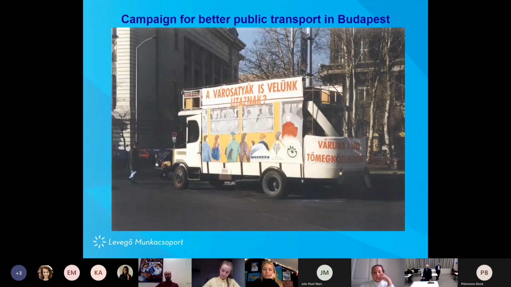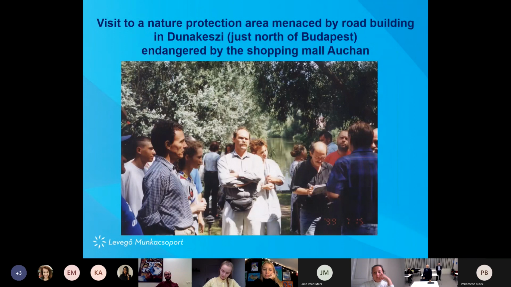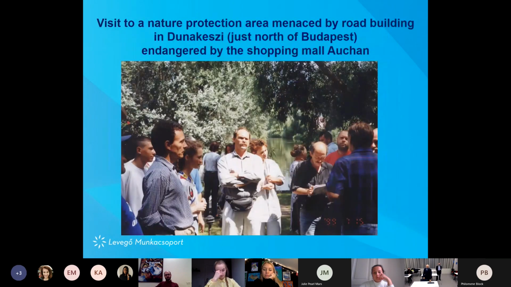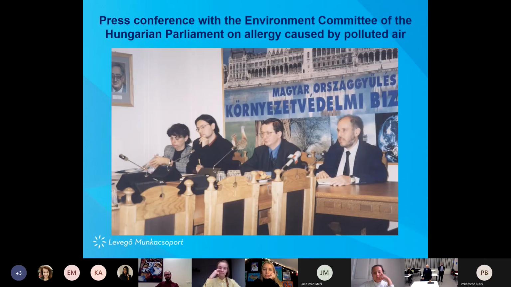So we are doing campaigning, for example, on public transport, doing a lot of media work, and also protecting green areas in cities. And we have good relations with politicians, trying to influence them, but here we had the same opinion when Zoltán was the president of the Environmental Committee of the Hungarian Parliament.